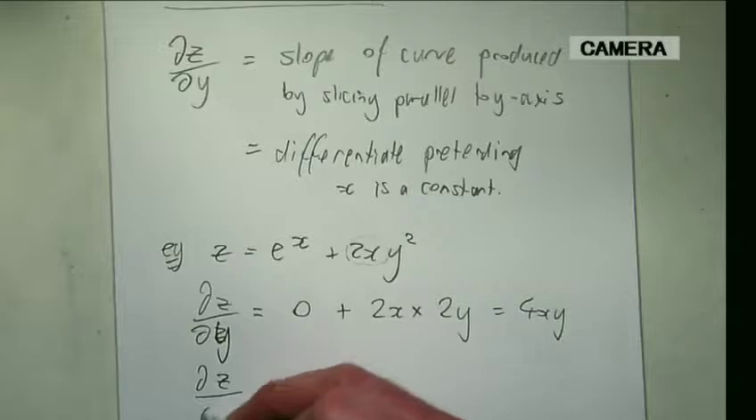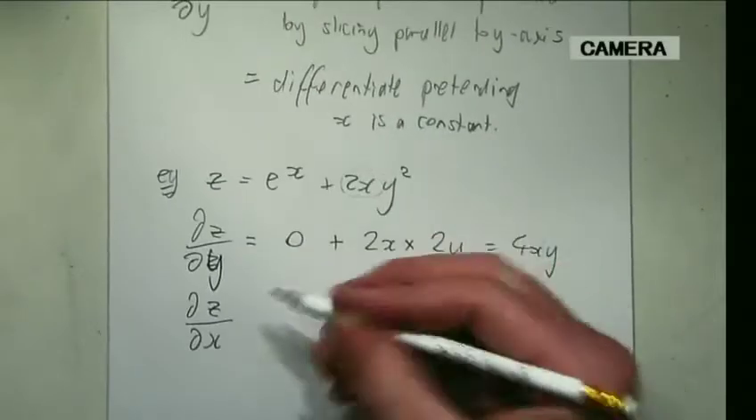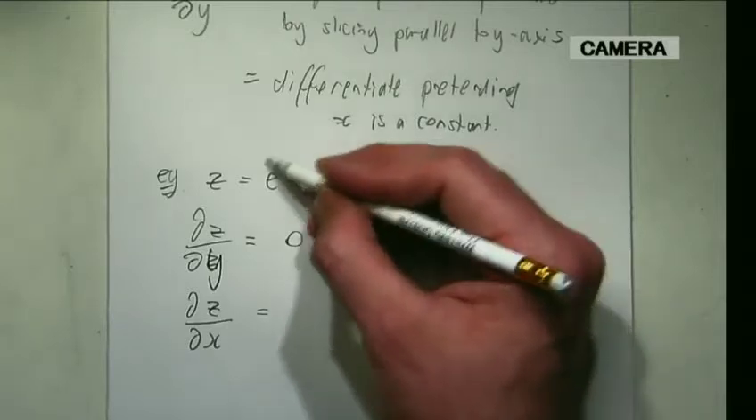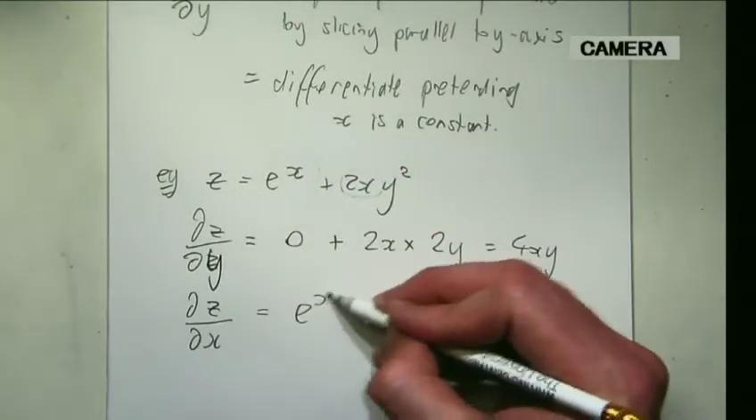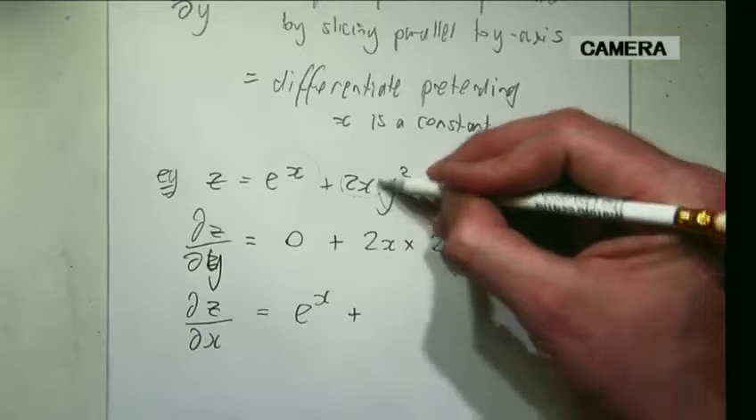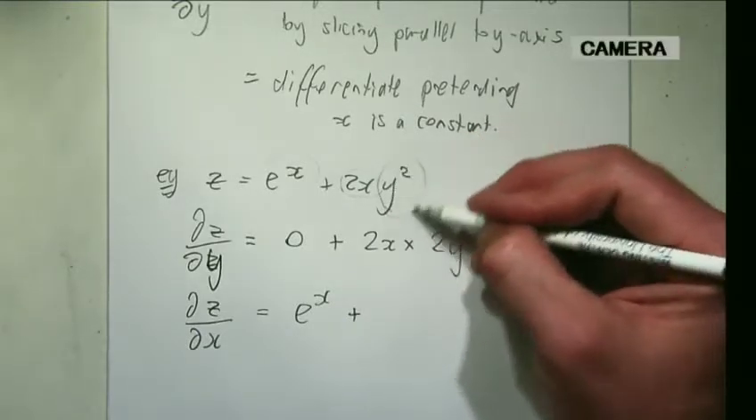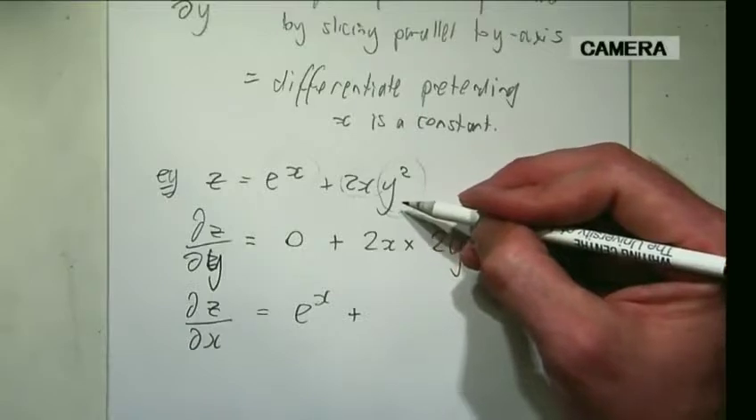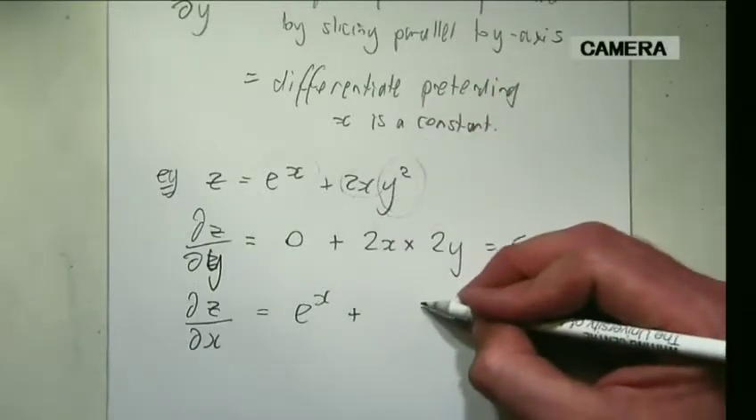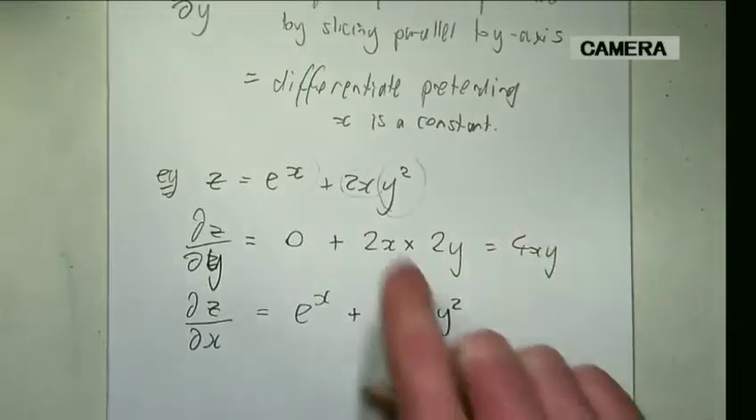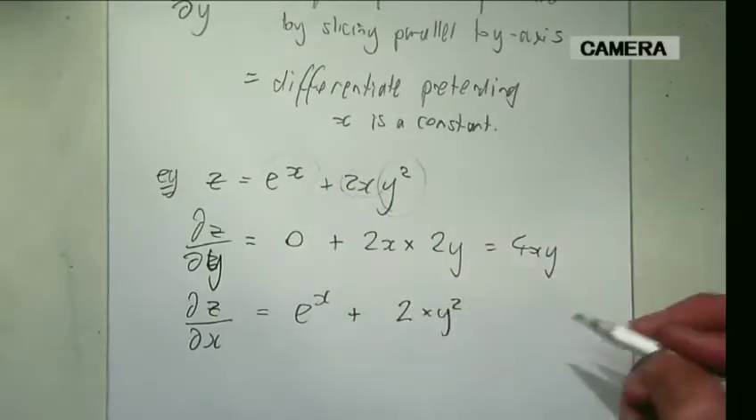But on the other hand, if I did dz on dx, I would be pretending that y is the constant this time. So the derivative of e to the x is e to the x, and this time it's the y squared that's a constant. So now any constant that's multiplied will still be there afterwards. So the y squared will still be there because it's a constant multiplied on, and the derivative of 2x is 2.